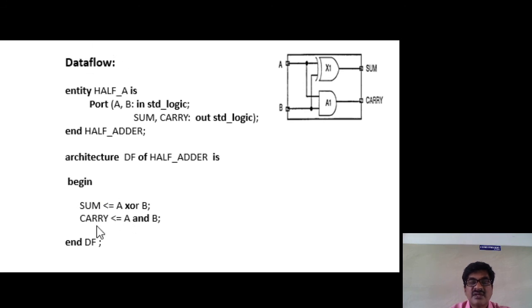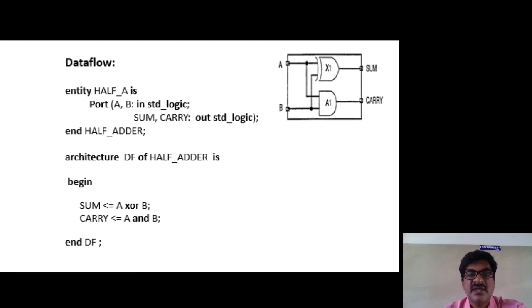The statements are like Boolean equations. The statement is sum less than or equal A XOR B. Similarly, another statement is for carry: carry less than or equal A and B. Finally, end with the architecture name. So this is the data flow style of programming in VHDL. Here the concurrent statements are known as signal assignment statements. Their appearance is similar to Boolean equations.